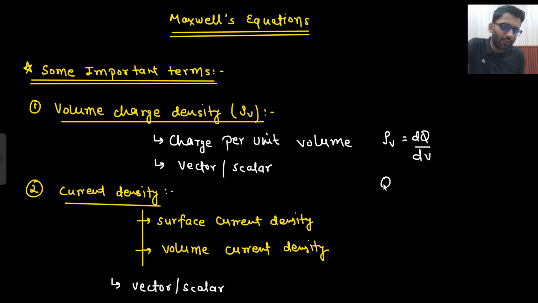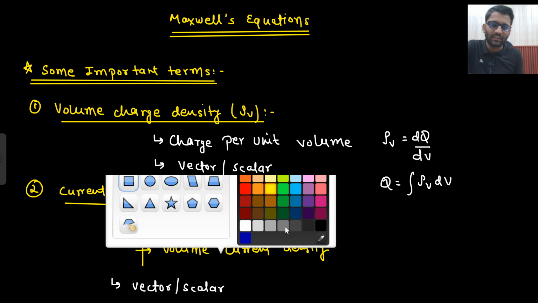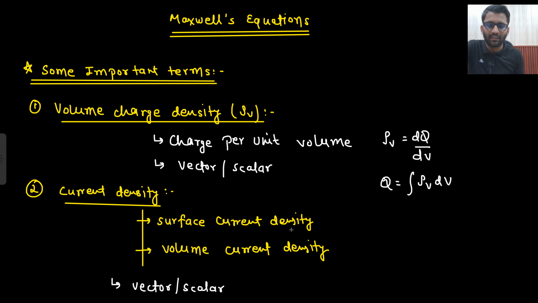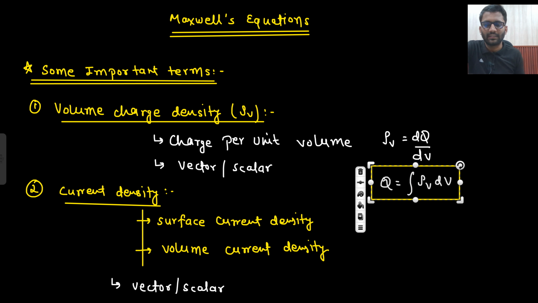And from here, if I need to find the value of charge, how can I find it? dv goes here, and then on both sides I can do integration. Basically, dq equals rho v dv, and on both sides I am doing the integration. So what will I get? Q equals integration of rho v dv. So this is how your charge is defined. This is your volume charge density, and this is how your charge is defined.